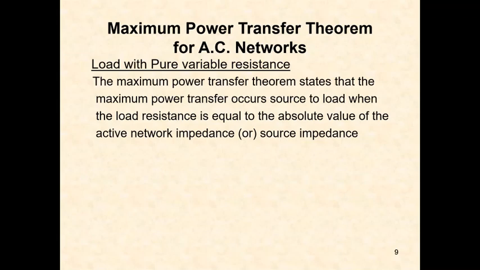Consider the maximum power transfer theorem for AC networks when the load is a pure variable resistance. There is no impedance; we are connecting a pure resistance. In that case, what will the theorem be? The maximum power transfer theorem states that maximum power transfer from source to load occurs when the load resistance is equal to the absolute value of the active network impedance or source impedance.